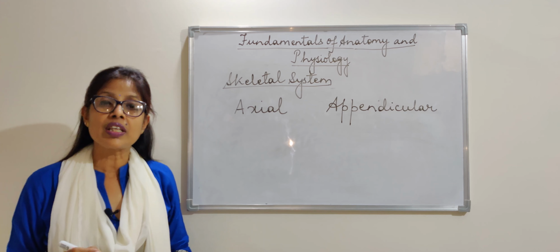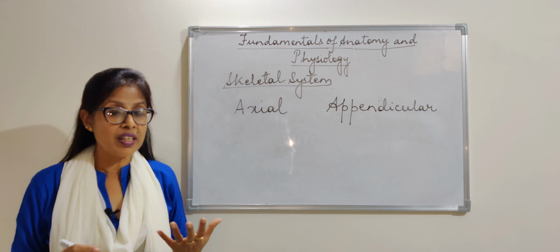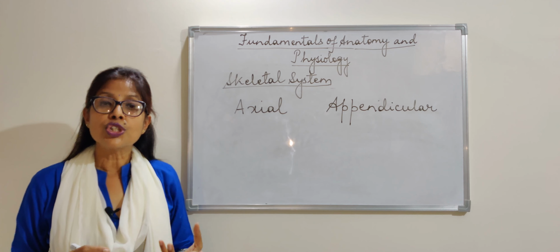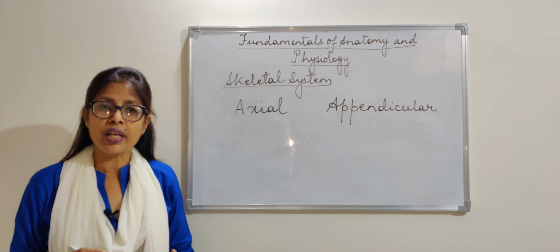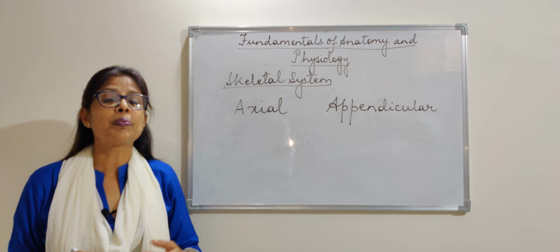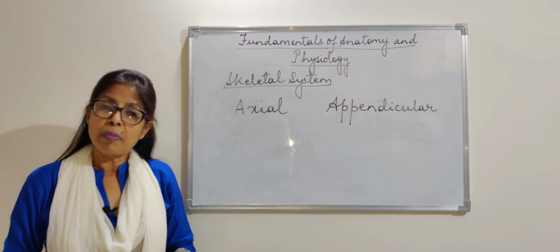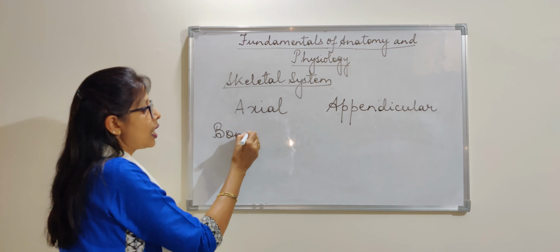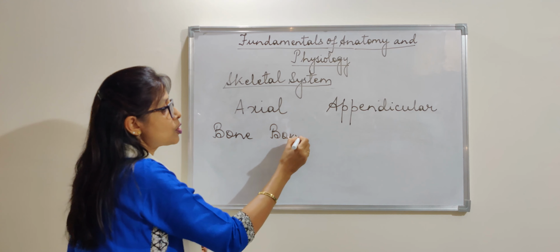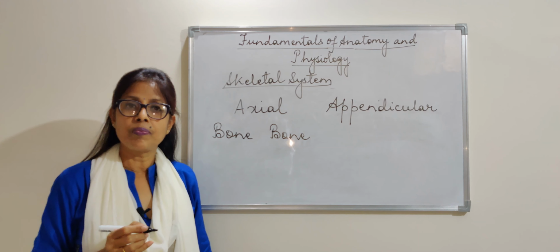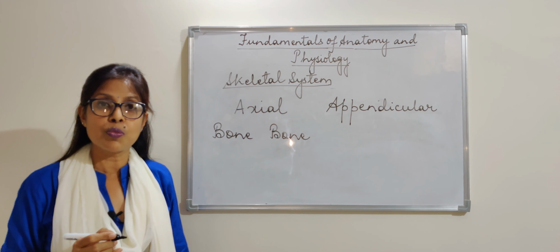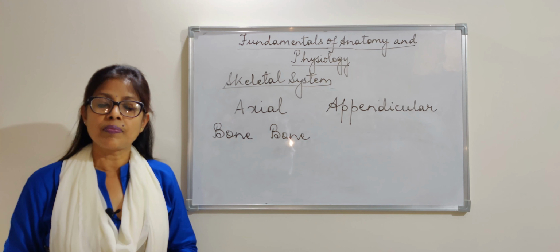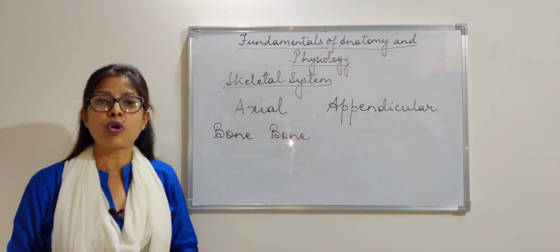They help to do various functions. They are of various shapes and sizes. They can be long, short, flat, sesamoid, depending on in which place they are present. But always a bone joins with another bone because there cannot be only one bone in the body. As I said, there are 206 bones. So when bones join, they give a shape to the human body. They give protection to the human body.